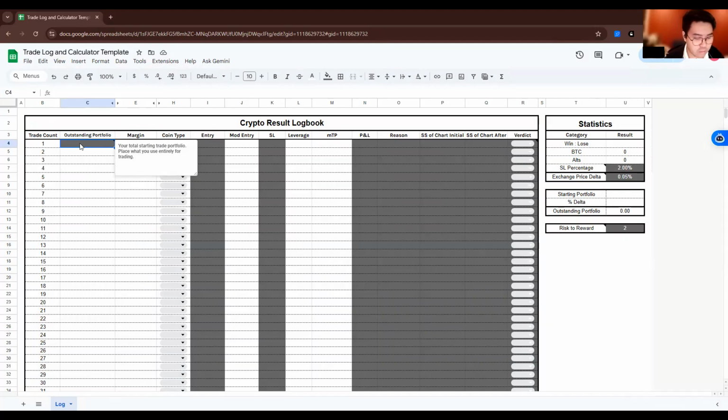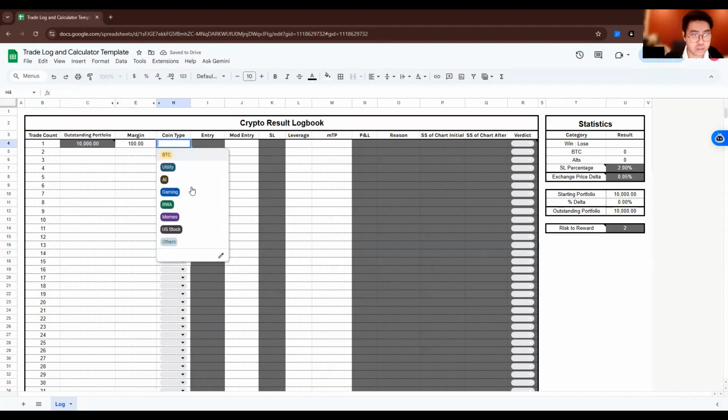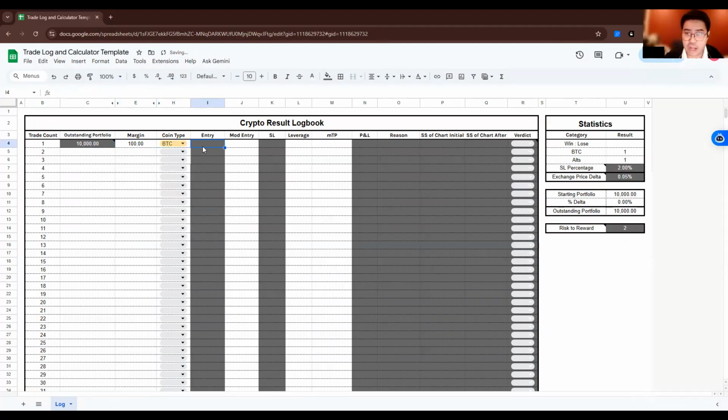So let's say your outstanding portfolio is $10,000. Why not, right? It says that your 1% margin is going to be $100. You put your coin type, let's say it's BTC. Let's put an entry of, let's say, 92,000. Obviously, there's not going to be anything that appears yet, but now we know that our SL is 84,500.